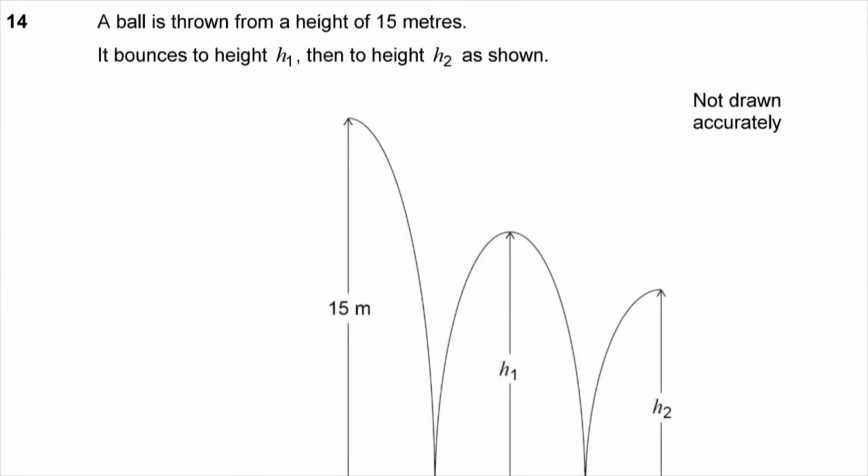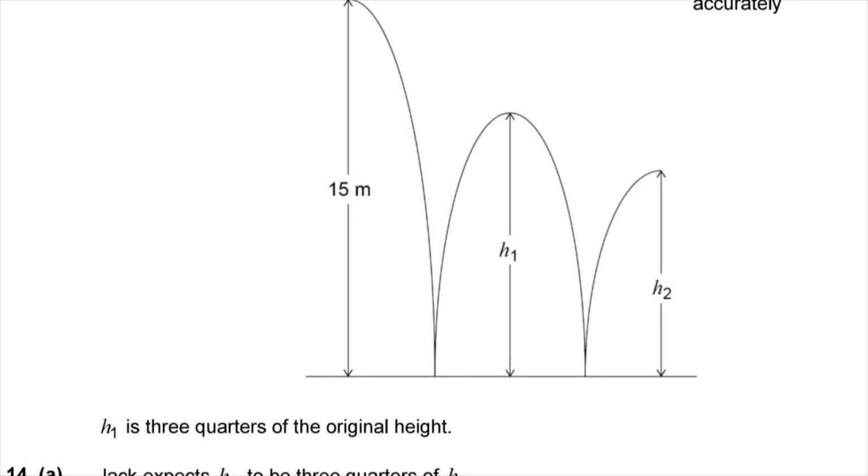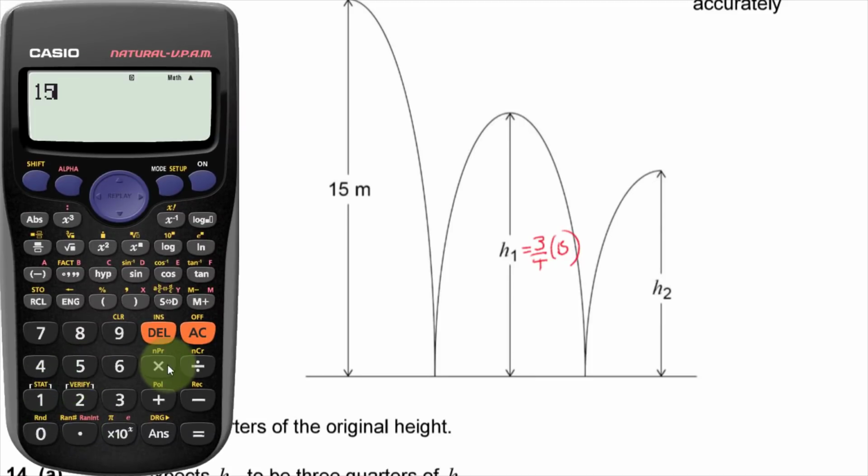Question 14. A ball is thrown from a height of 15 meters. It bounces to a height of h1 and then h2 as shown. Okay, so here's my ball, it bounces and then bounces. Okay, so h1 is 3/4 of the original height. So h1 is going to be 3/4 of 15, which is 15 times 3/4. It's 11.25.